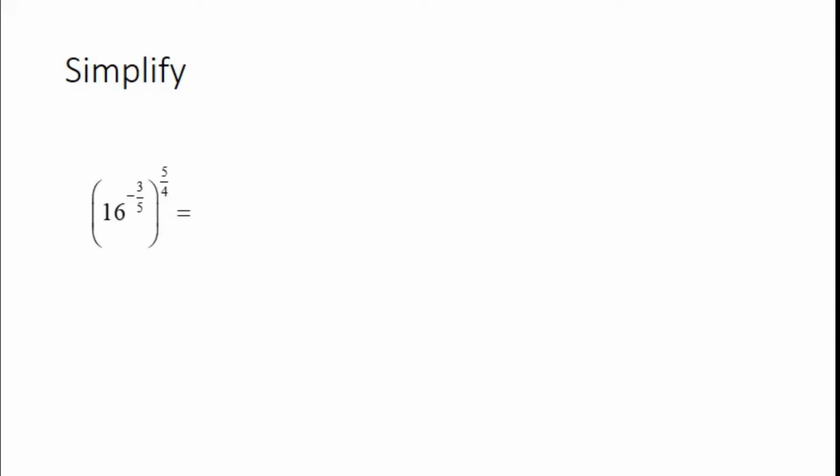If we were to rewrite this one, what I notice first of all is that 16 is the same as 2 to the 4th power, because 2 times 2 is 4, times 2 is 8, times 2 is 16. So what we have here is basically 2 to the 4th power, which is then raised to the negative 3/5 power, which is then raised to the 5/4 power.